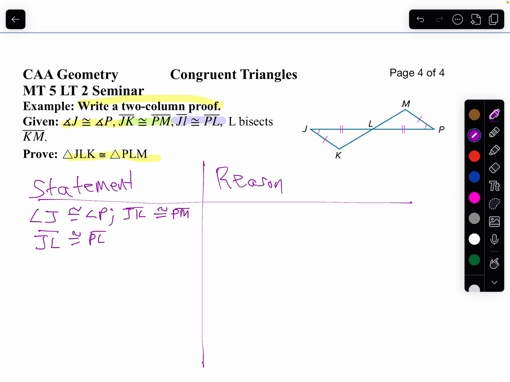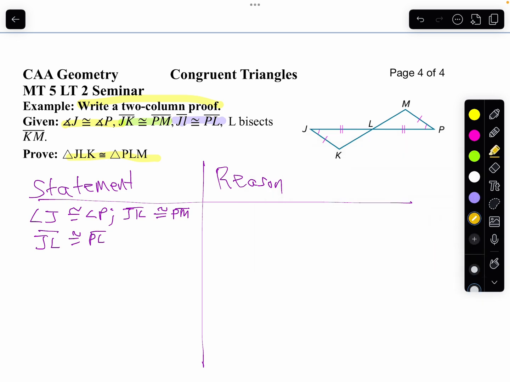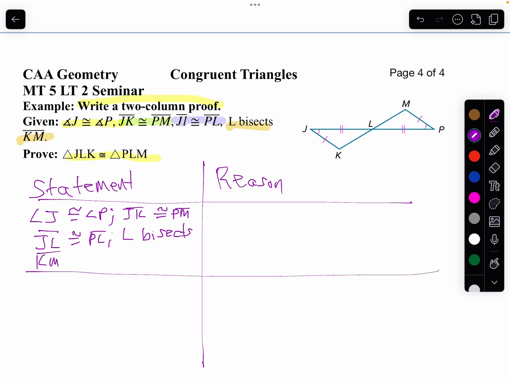I'm still not done with my given. And my third given is L bisects KM. That's the only one that's not marked. So all of these are given.